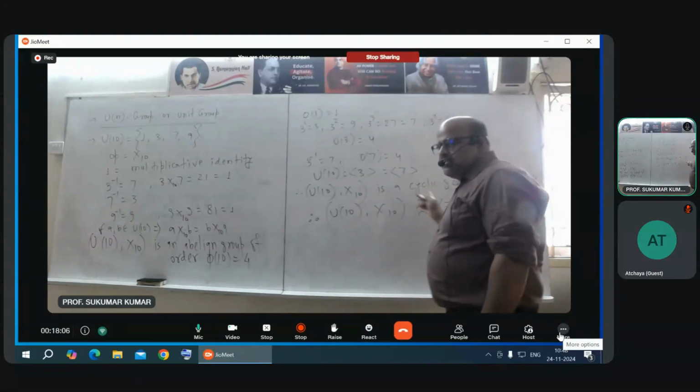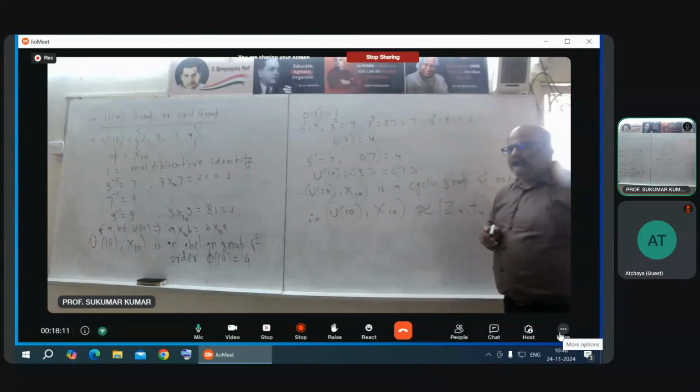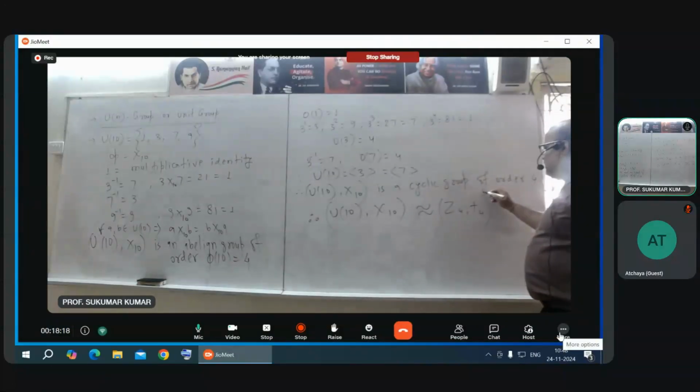This is cyclic, this is cyclic. Cardinality same and the order of elements same. Understood. So here we can write finally U10 is a cyclic group of order 4 with 2 generators, 3 and 7.